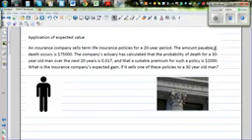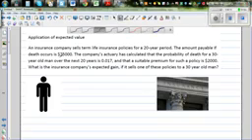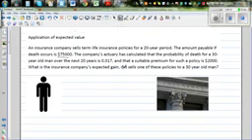Let's look at the application of expected value in insurance policies. An insurance company sells a term life insurance policy for a 20-year period. The amount payable if the death occurs is $75,000. The company's actuary has calculated that the probability of death for a 30-year-old man over the next 20 years is 0.017, and that a suitable premium is $2,000. What is the insurance company's expected gain if it sells one of these policies to a 30-year-old man?